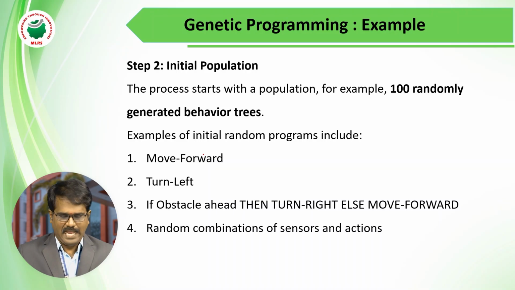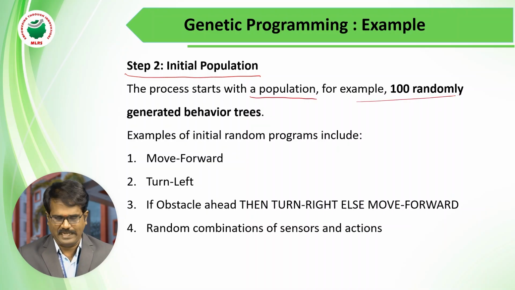For that purpose, I start with the initial population. In the initial population, what can we do? The process starts with a population. Population means a number of random programs. We consider here 100 random navigation programs.